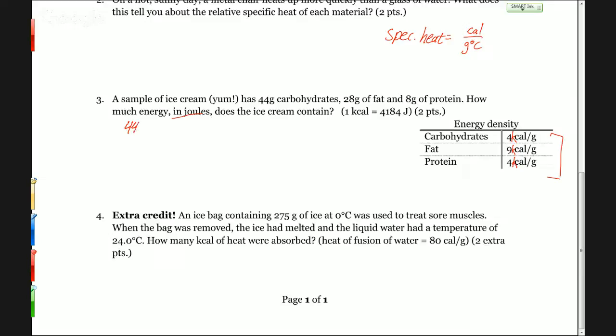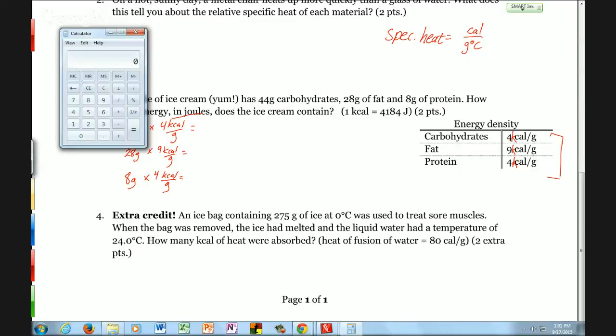So you'd go 44 grams of carbohydrates times 4 kcals per gram, and then 28 grams of fat times 9 kcals per gram, and then 8 grams of protein times 4 kcals per gram. Our calculator.